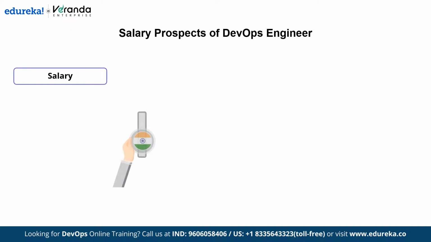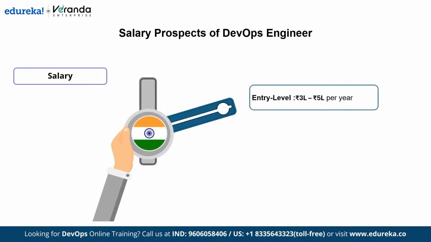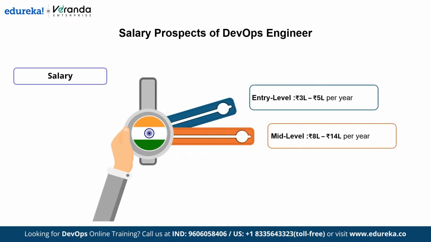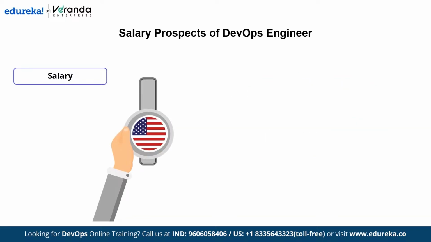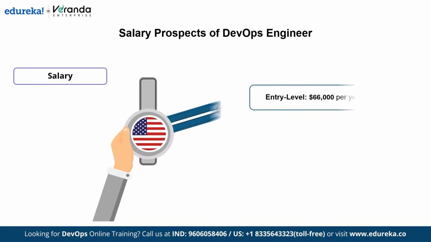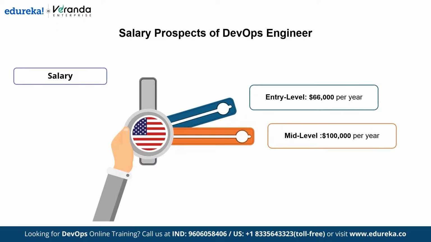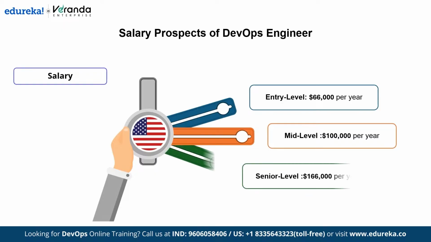The average annual salary in India for the entry level is 3 to 5 lakh per year. In the mid-level, it is 8 to 14 lakh per year. And moving on to the senior level, it is 18 to 30 lakh per year. Similarly, let's see the average annual salary in the US for a DevOps engineer. For the entry level, it is $66,000 per year. For the mid-level, it is $100,000 per year. And lastly, for the senior level, it is $166,000 per year.